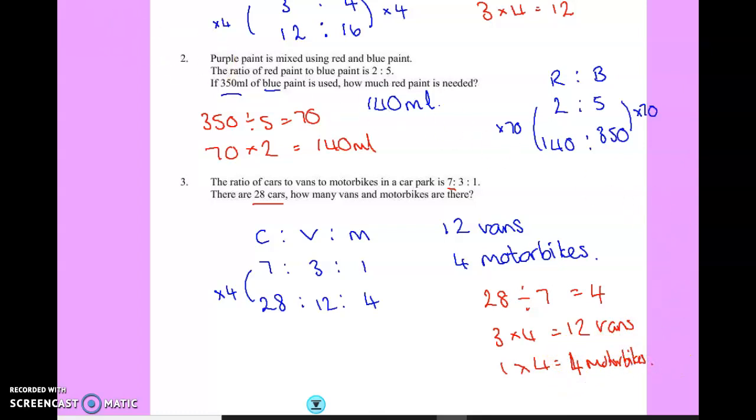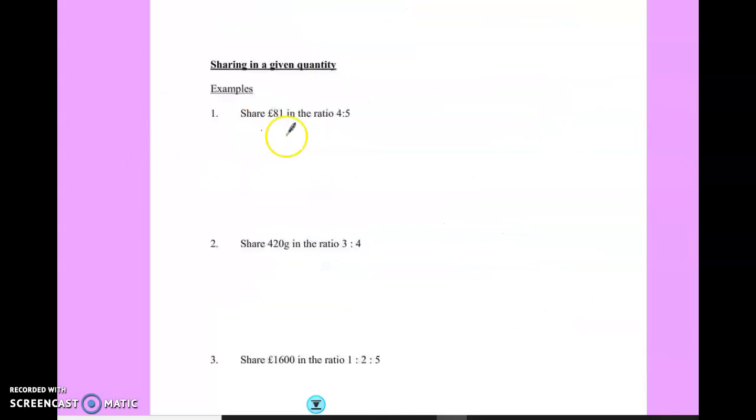Okay. One page, let's change. Sorry, computer just being really slow.